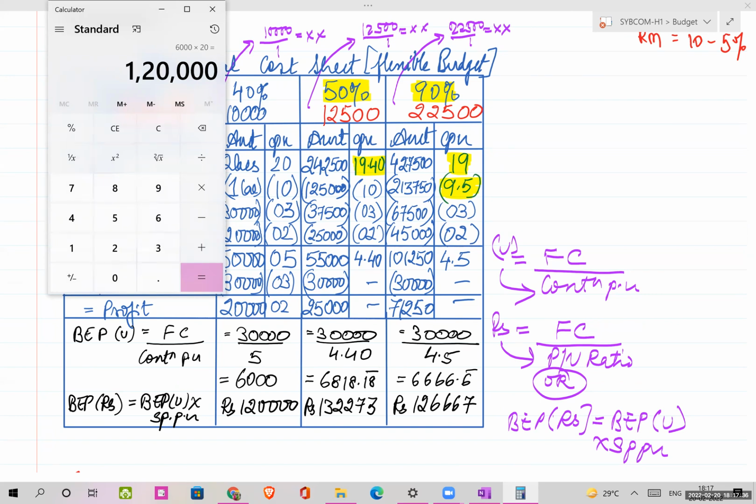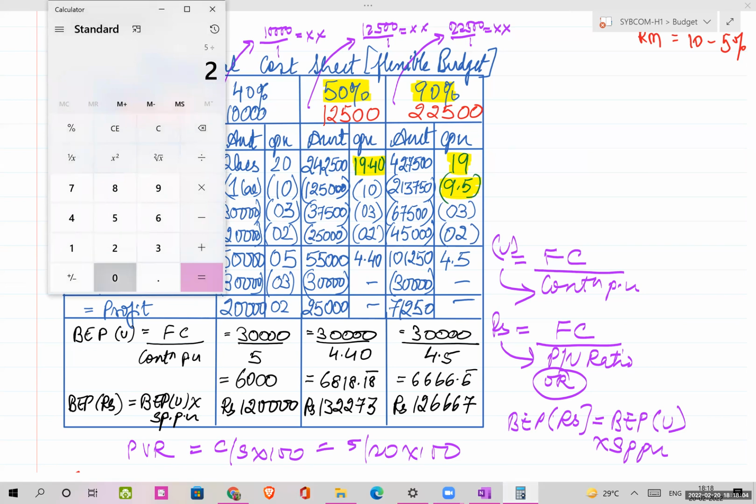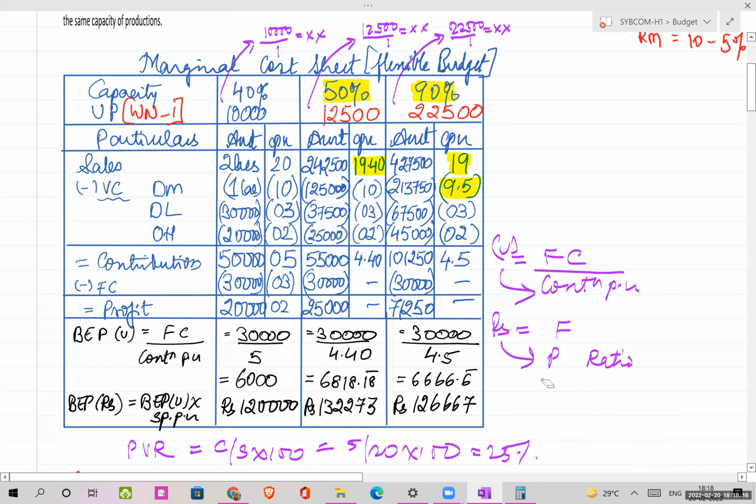And if you want to use the formula of PV ratio, you can even use that formula to verify your answer. So PV ratio is what? Contribution upon sales into 100. What is your contribution? 5 rupees. And what is your sales? 20 rupees. In the first case, 5 divided by 20 into 100. So it is 25%. If you want to cross check your answer with this formula, you can go with that.